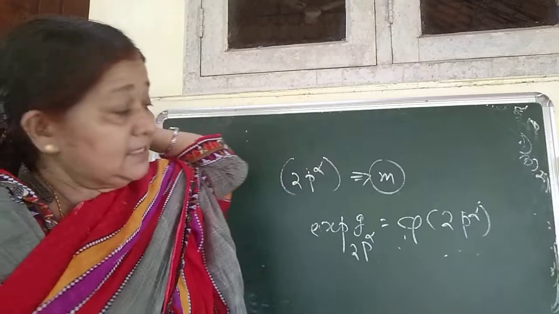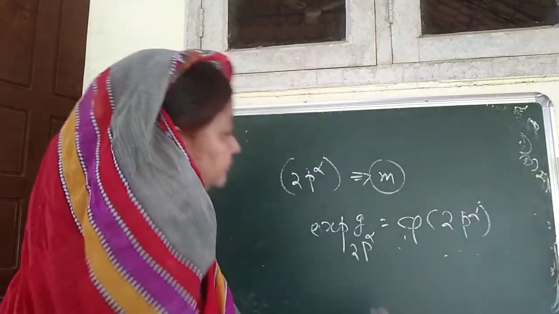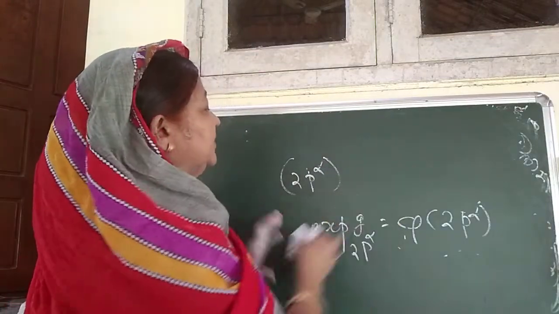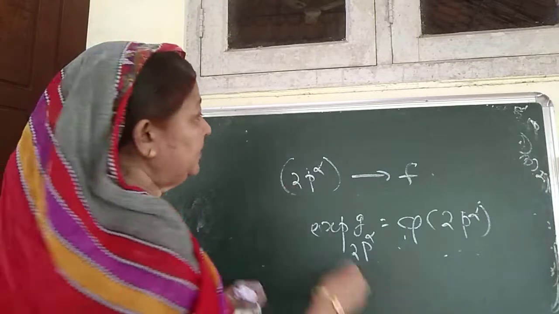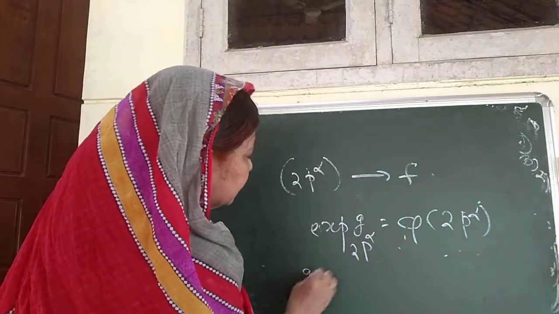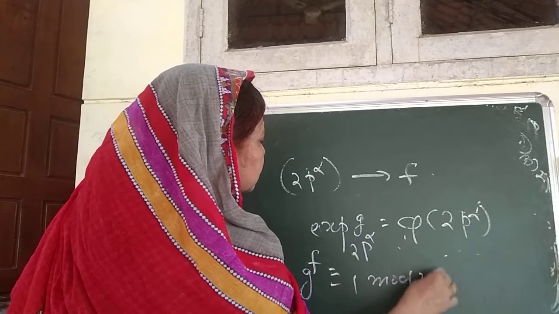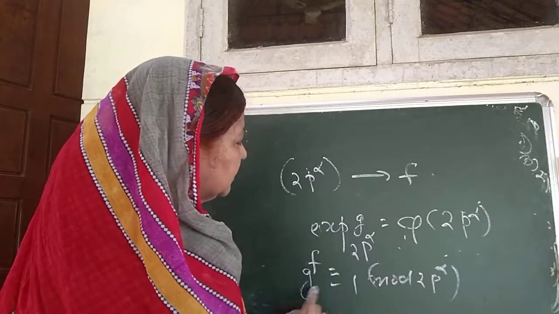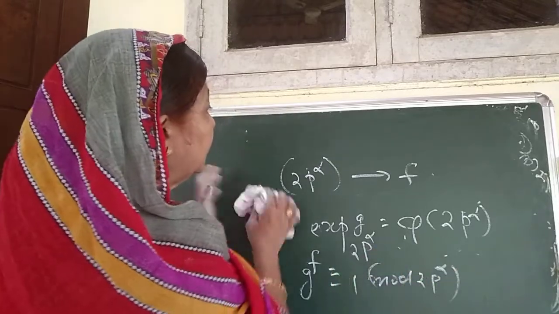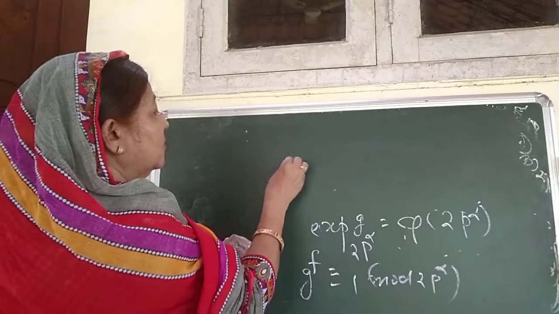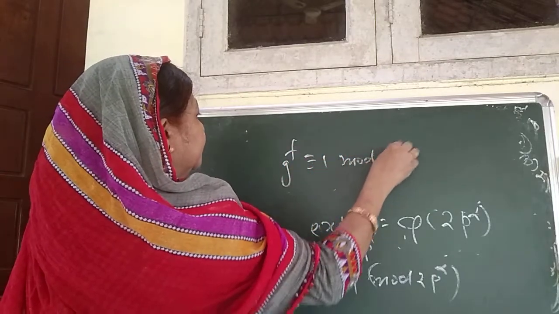Let us assume that f is the exponent of g for 2 p raised to alpha. That means g raised to f is congruent to 1 mod 2 p raised to alpha. That is, g raised to f minus 1 is a multiple of 2 and a multiple of p raised to alpha. That is, g raised to f is congruent to 1 mod p raised to alpha.